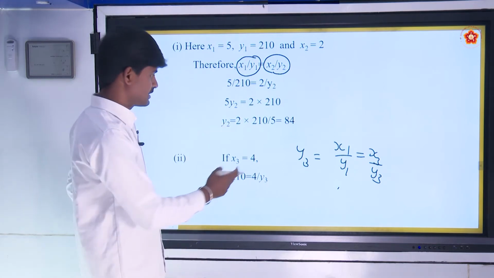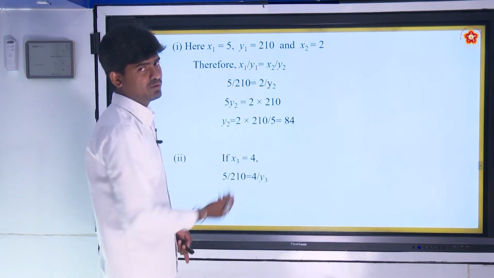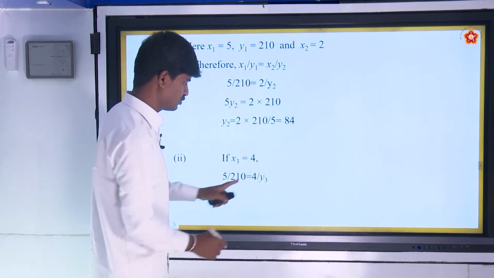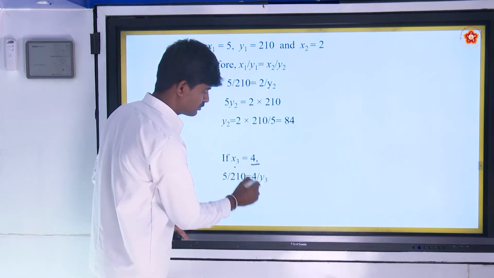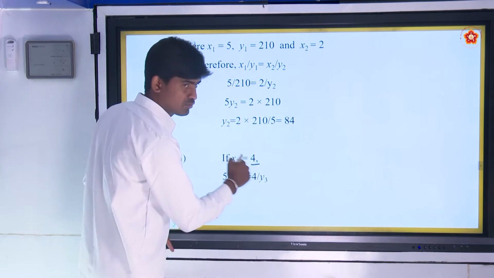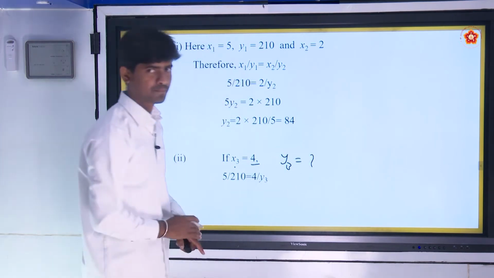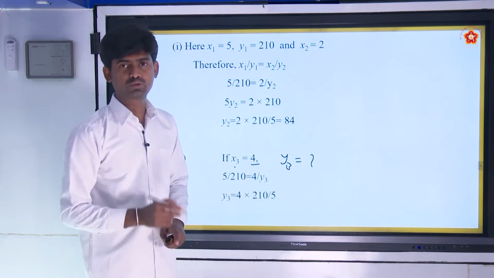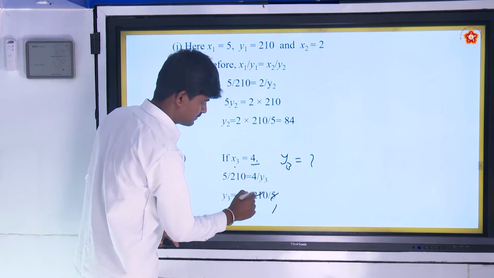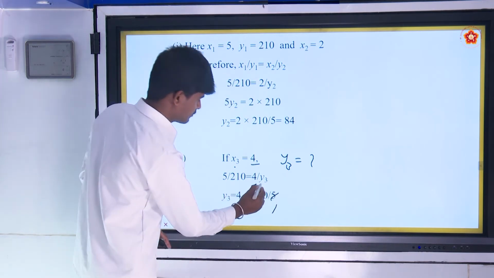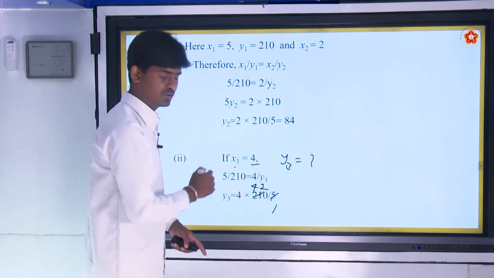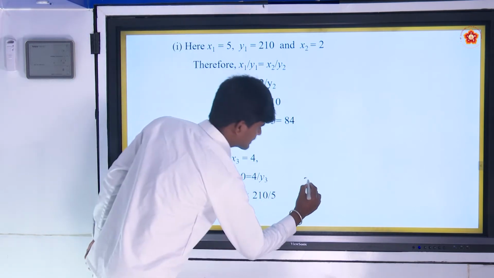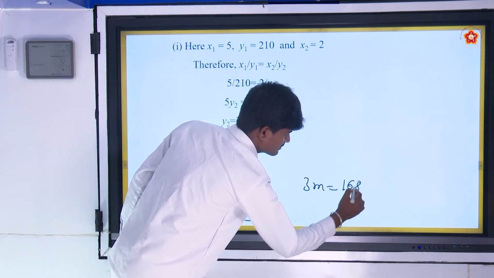Now I take x1 divided by y1 is equal to x3 divided by y3. I will substitute: 5 divided by 210 is equal to 4 divided by y3. We have to calculate y3 now. Cross multiply, same: y3 is equal to 4 into 210 divided by 5. 5 ones are 5, 5 4s are 20, again 5 2s are 10. 42 into 4 becomes 168. For the 4 meter cloth it is 168 rupees.